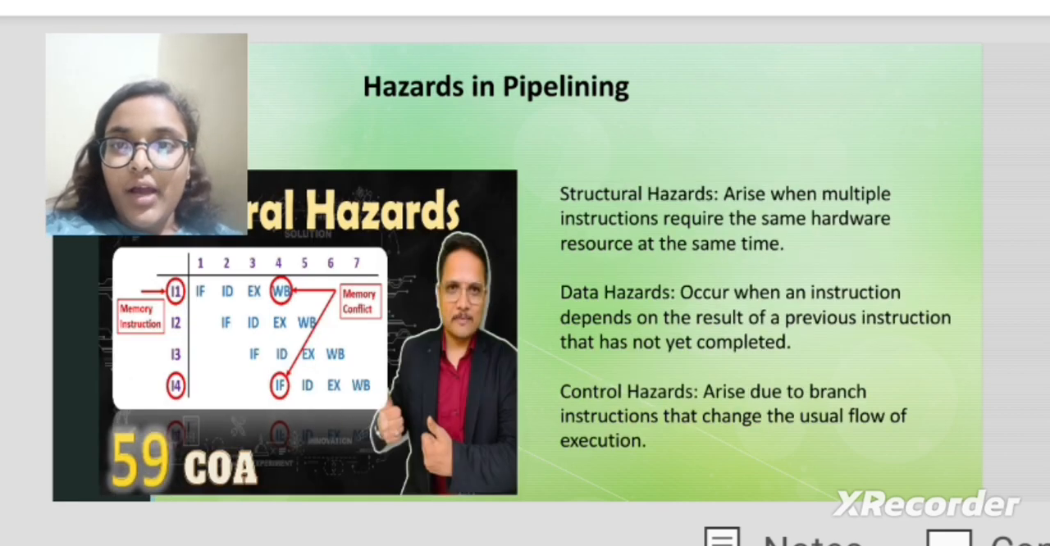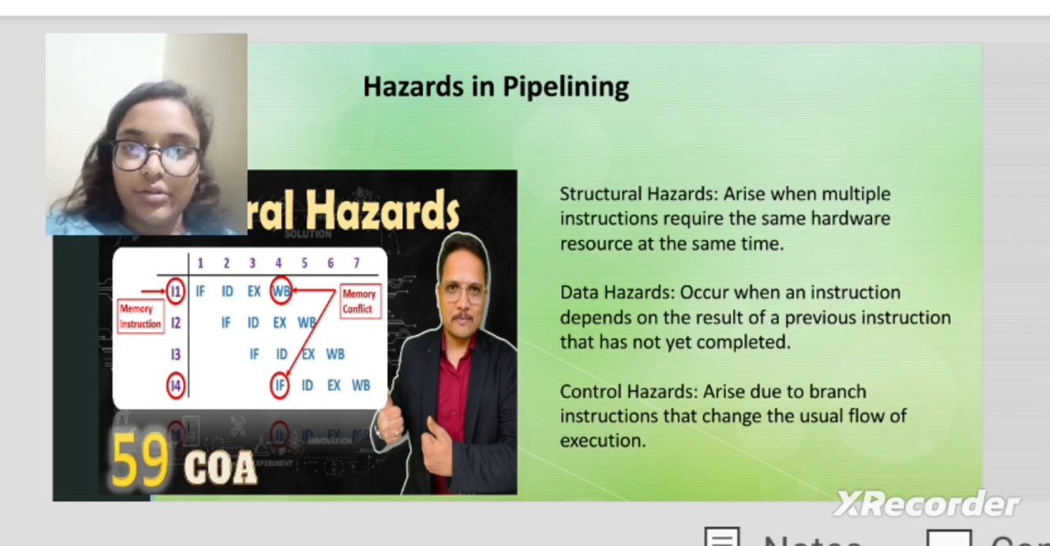Next is hazards in pipelining. Structural hazards arise when multiple instructions require the same hardware resource at the same time. Data hazards occur when an instruction depends on the result of a previous instruction that has not yet completed. Control hazards arise due to branch instructions that change the usual flow of execution.